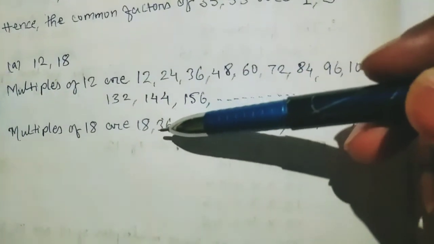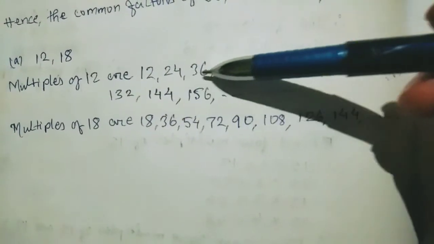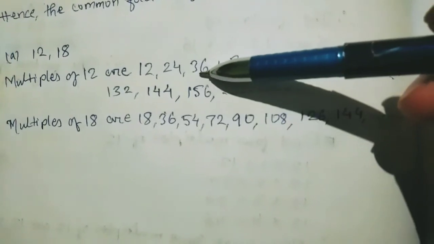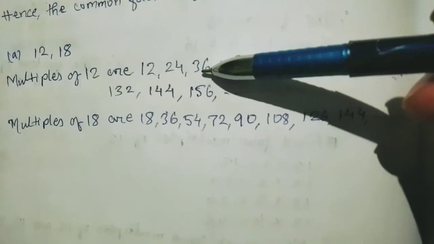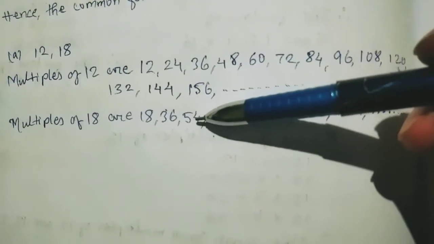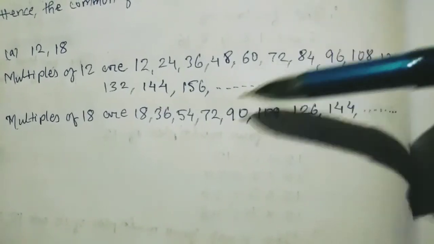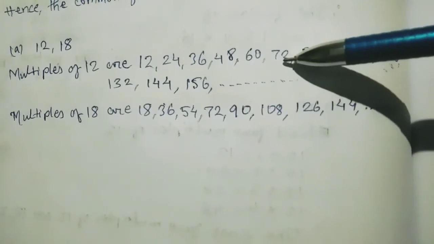Multiples of 18 start from 18, so here 18 is not available. Now we will compare 36. Yes, 36 is available, so 36 is our first common multiple. Then we will see 54, no, 54 is not present. 72, yes, 72 is present, so this is our second common multiple.